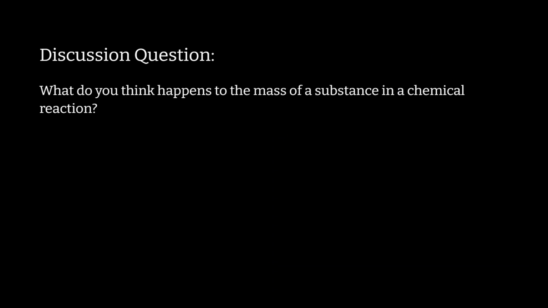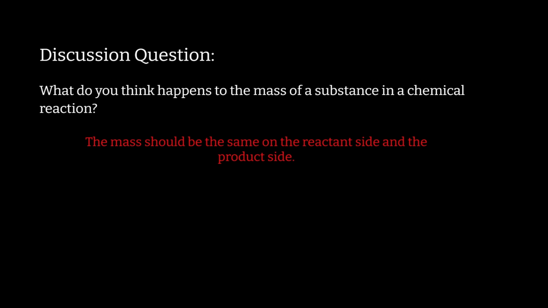Throughout Unit 7, we need to refer back to this discussion question of what do you think happens to the mass of a substance in a chemical reaction? Now, in a chemical reaction, we are going to have the reactants and the products. Whenever we have the reactants and the products, the mass should be the same on both the reactant side and the product side. This is going to refer back to the law of conservation of mass, that mass cannot be created or destroyed, it is only changed. And we have to make sure that the chemical equations are a representation of that.